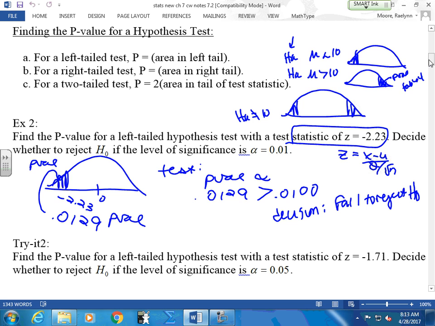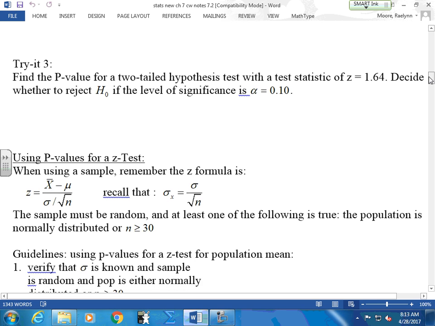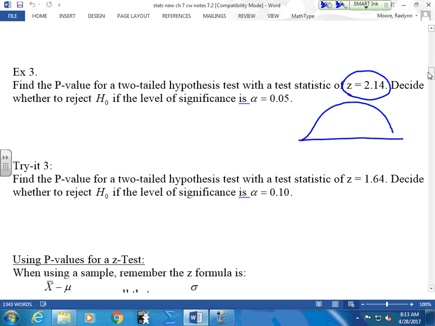I'm jumping to example 3, a two-tail test. A two-tail test works a little bit differently. Find the probability value for a two-tailed hypothesis test with the test statistic of this. This is a two-tailed test. And how do I know that? Because my HA said something not equal to something. So when my HA says not equal, I have a two-tailed test. So if they gave me this as 2.14, what is this z-score over here?